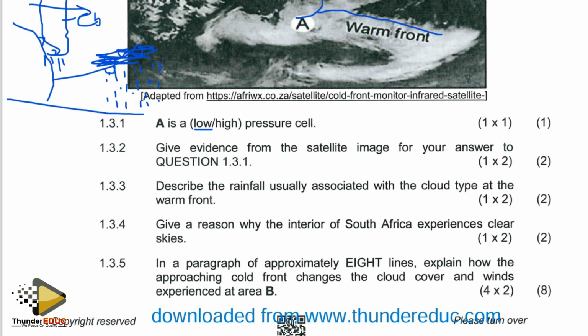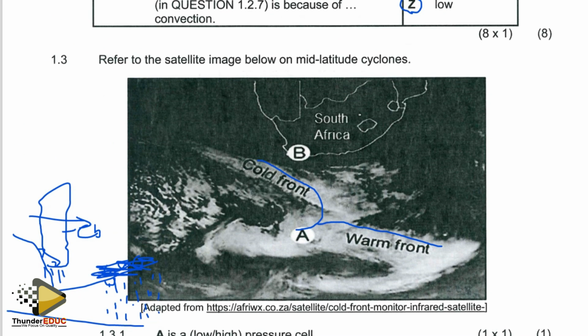Right. We move on to number 1.34. Give a reason why the interior of South Africa experiences clear conditions. If we check on this map, the interior here is basically clear. Why is it clear in that instance? We can relate to the coming of this weather system here. It's just very close to South Africa, which means it's likely to impact on the western coast of South Africa.